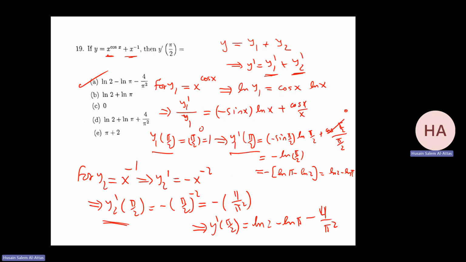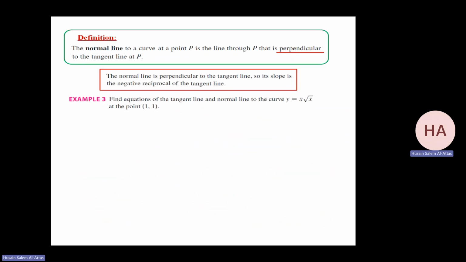Almost we are done with this section, which is 3.5. The remaining is the normal line. By the way, the normal line is just defined in some questions in the section, not in the body of the section, just in the exercises. Okay, so what is a normal line?